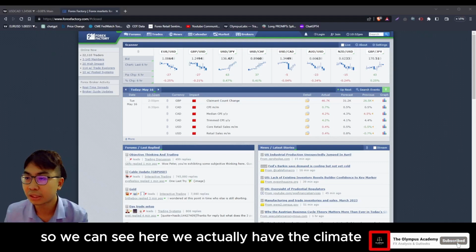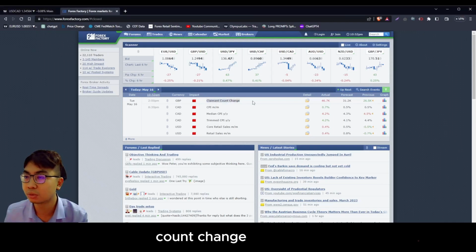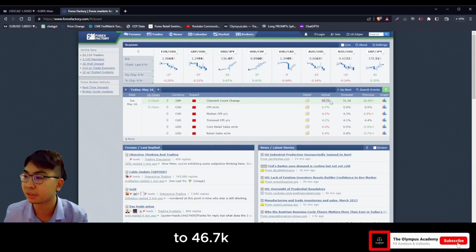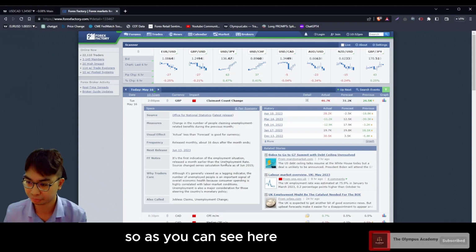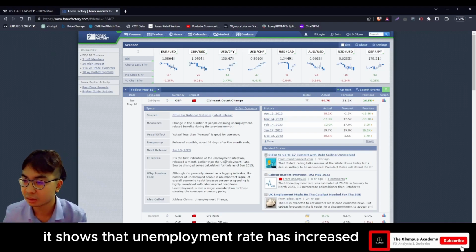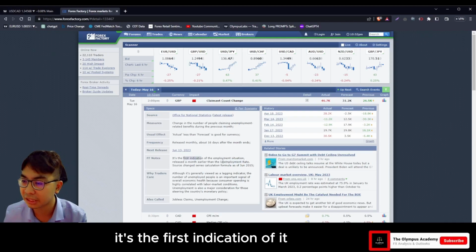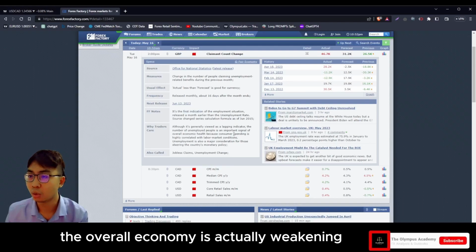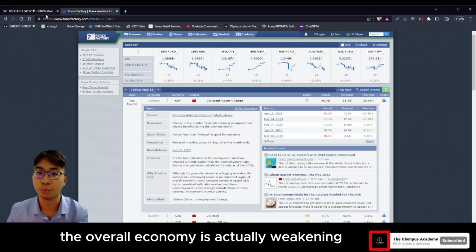So we can see here we actually have the claimant count change. It increased from 26.5 thousand to 46.7 thousand. As you can see here, it shows that the unemployment rate has increased. It's the first indication of it. So this shows that the overall economy is actually weakening.